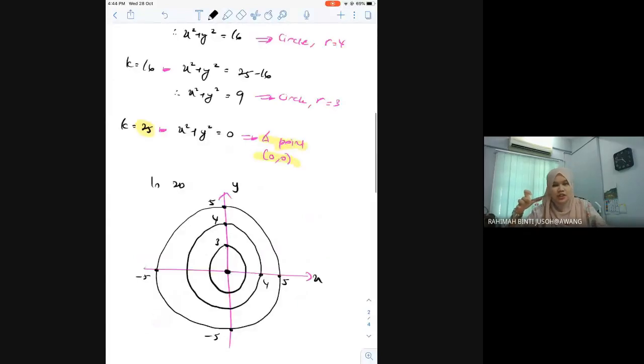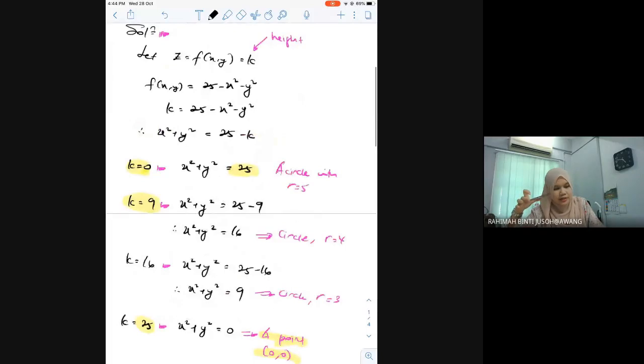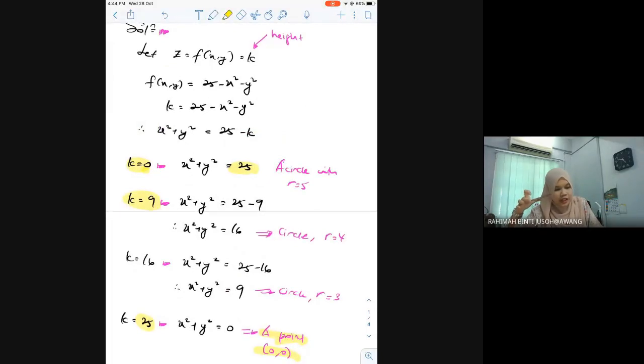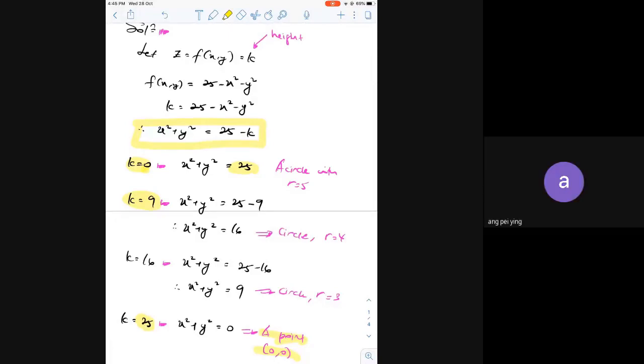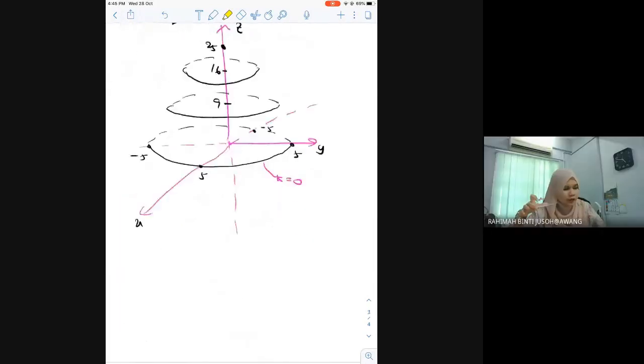It depends on the equation. Since your equation like this, so the higher values of k, the smaller values of the radius, because this is the equation. But it depends on the equation. Sometimes the setengah equation, the higher the values of k, the circles becomes larger. Okay, it depends on the equation. Dalam equation kita sekarang ni sebab 25 minus k. That's why we get a smaller circle. Alright? So now, I want to complete this curve.